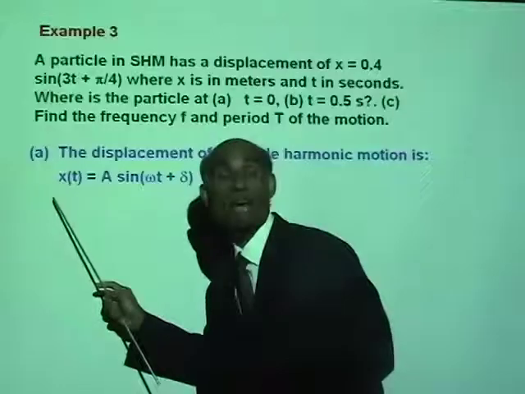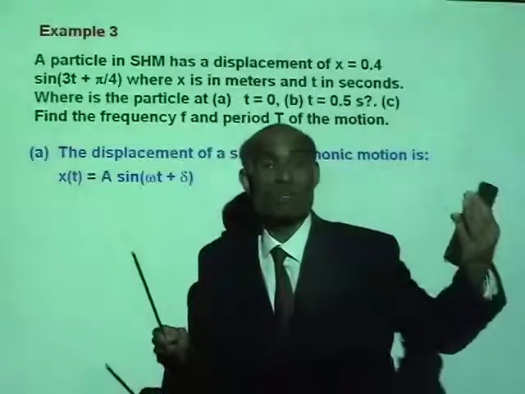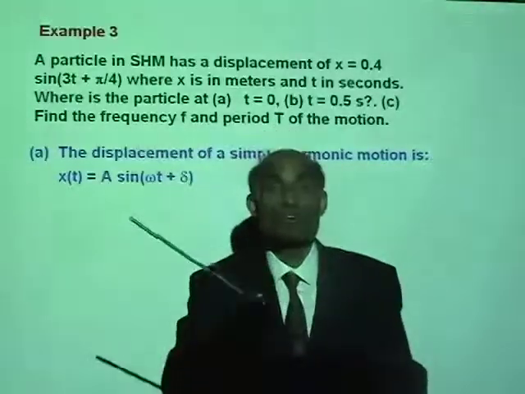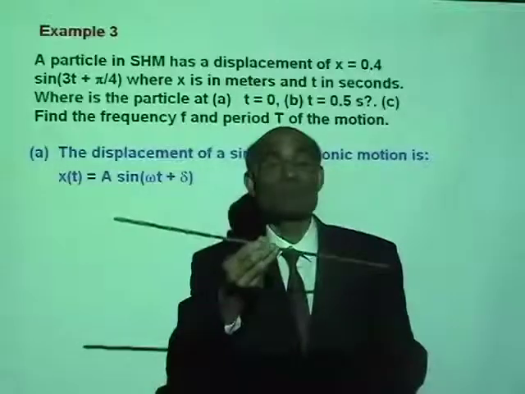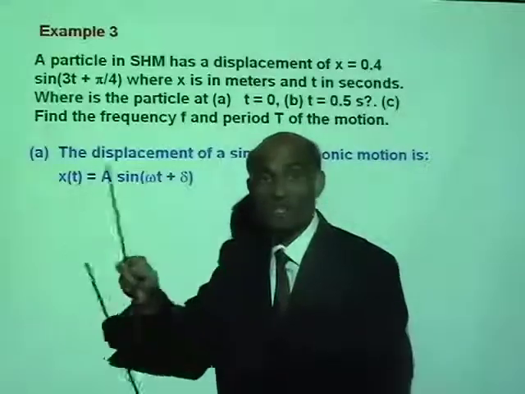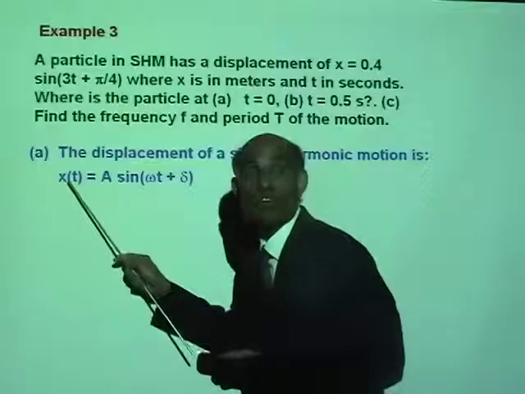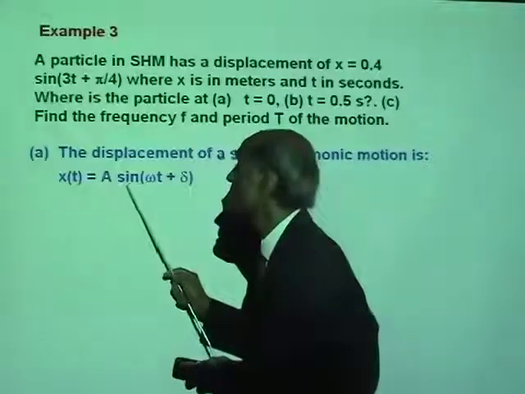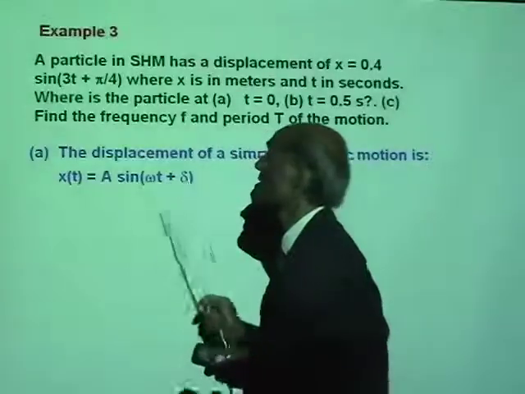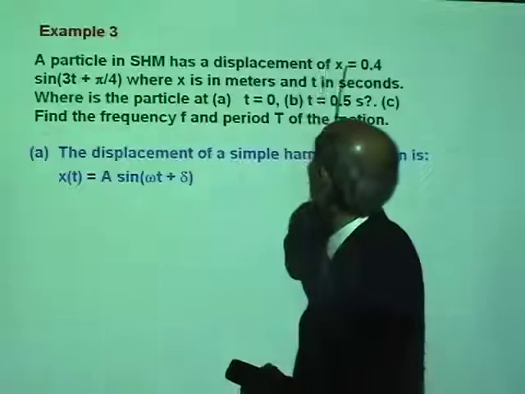Now, we used y of t in our theoretical derivation. That's because we used vertical oscillation. For horizontal oscillation, the displacement is x. x of t is A sine(omega t plus delta). Now, look at the given equation.